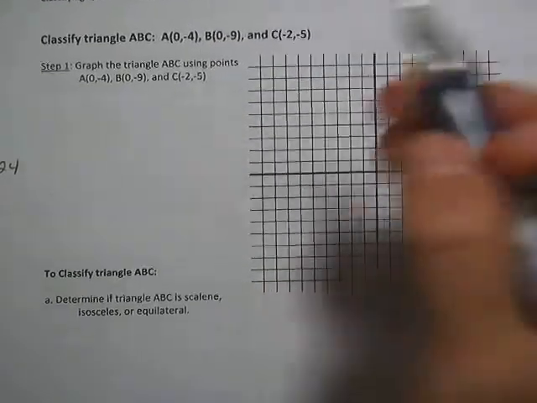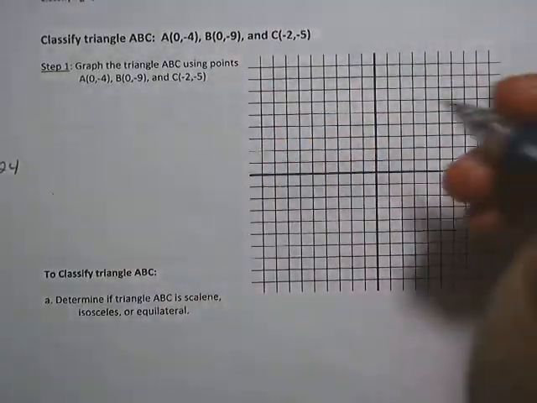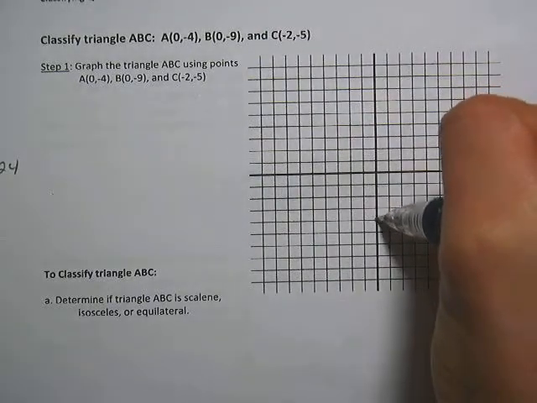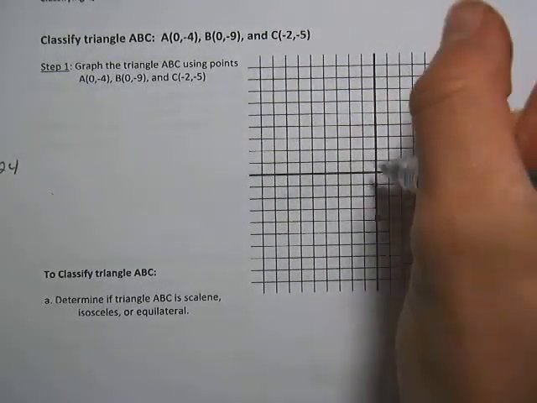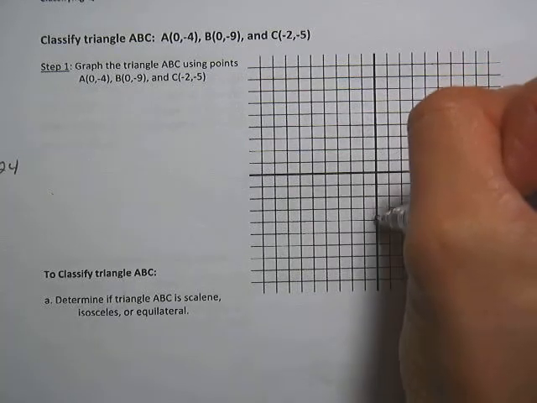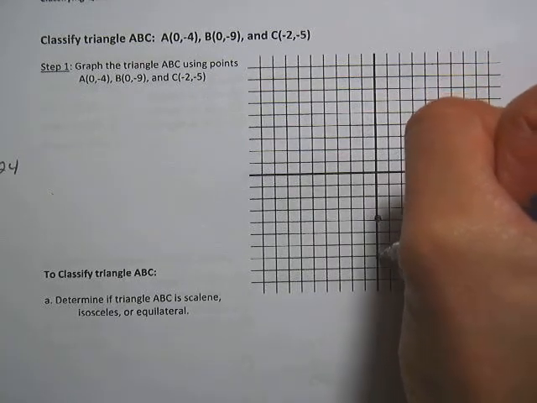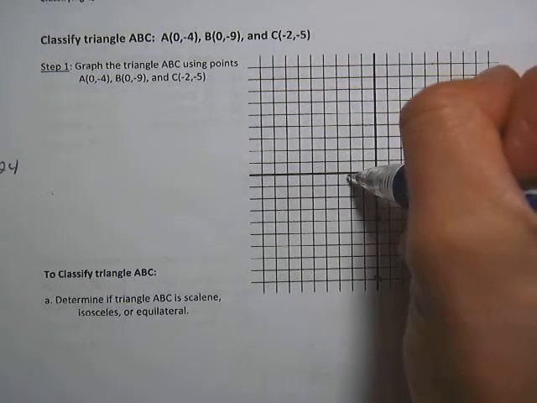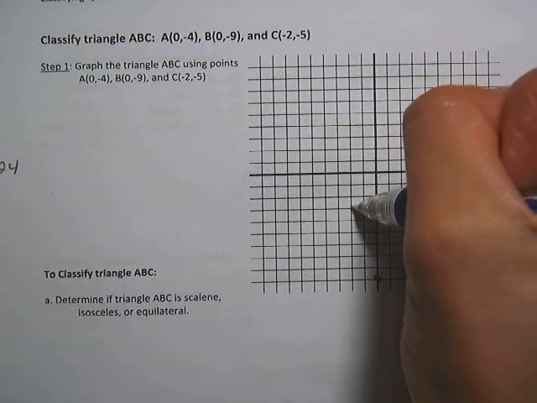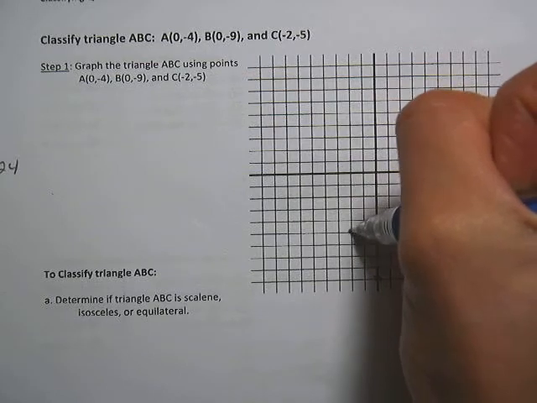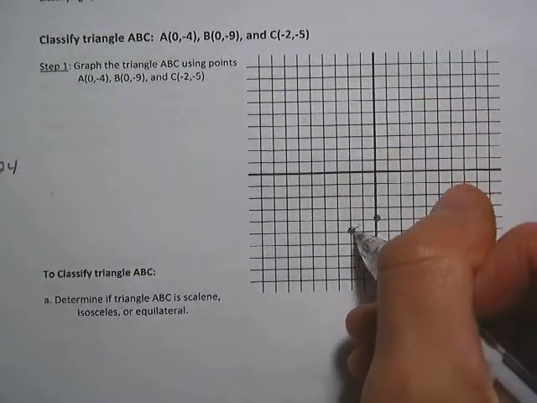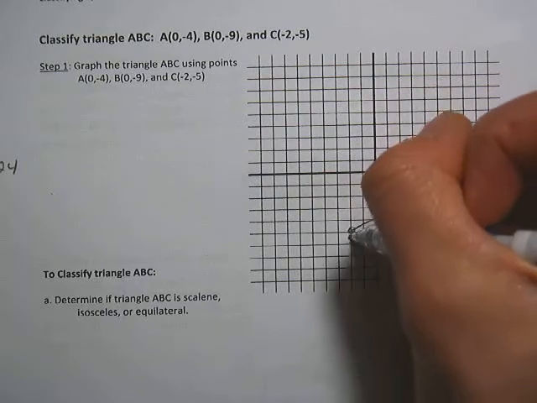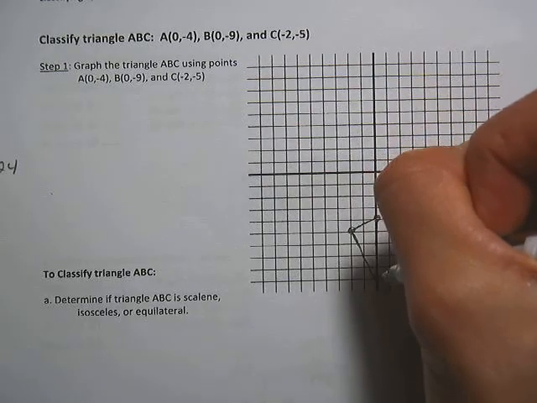All right, so start out by graphing it. So we got 0, -4. 1, 2, 3, 4. We got 0, -9. So 0, and then that was 4, 5, 6, 7, 8, 9. And then we have -2, -5. So -2, 1, 2, 3, 4, 5. All right, so this is a little triangle, which happens. So let's connect our points, and then let's figure out what's going on.